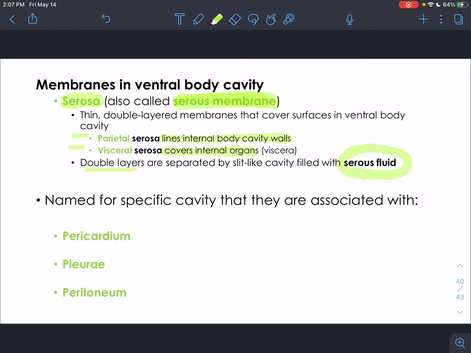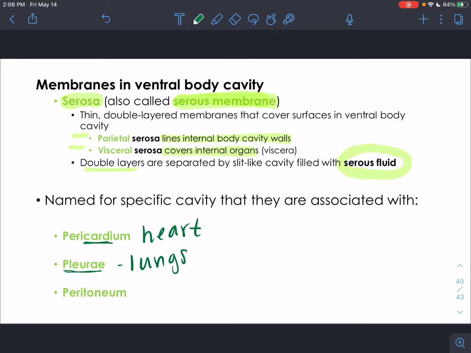The second part of the name of the membrane is named based on what cavity each is associated with. Depending on if it's around your heart, your lungs, wherever it may be, you have the second part of the name. So pericardium, think cardia, is around your heart. Pleura, remember, think your pleural cavities. That's going to be around your lungs.